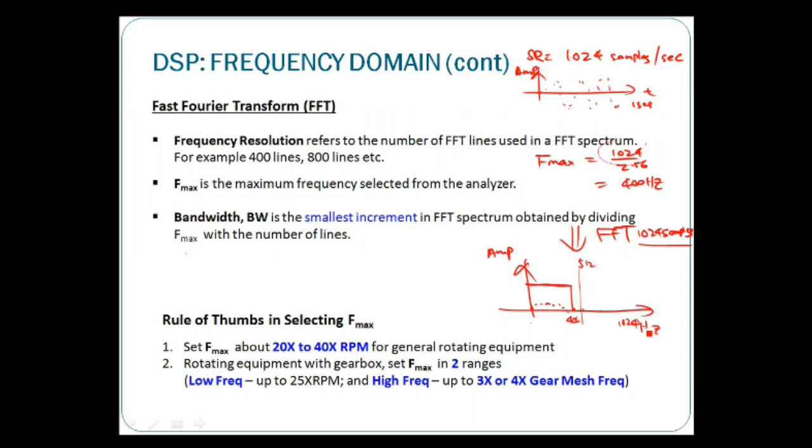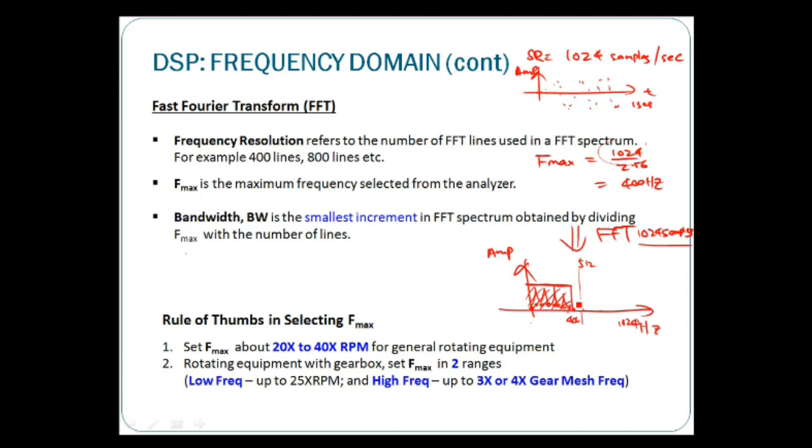So in this case, I only have 400 useful samples that can be plotted, 0 to 400 hertz. In this case, I have only 400 samples that can build me the spectrums, the peaks. All right, so that is what it means.